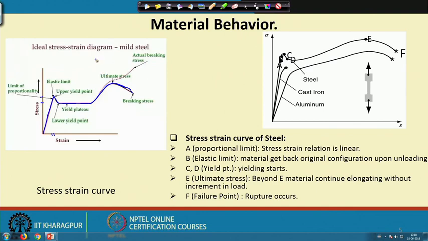A material may not follow this, but this is an ideality. We will discuss what these things are. Different materials behave in different ways. For instance, if we draw steel, it looks like this. If we do cast iron, there is no distinctive yield point, and then it suddenly breaks. If we press aluminum, then it may look like this. This is the specimen we test in the laboratory.